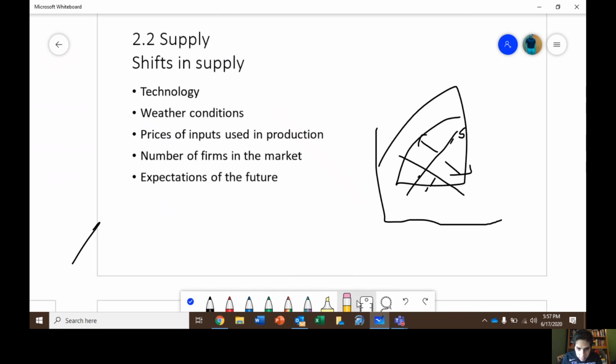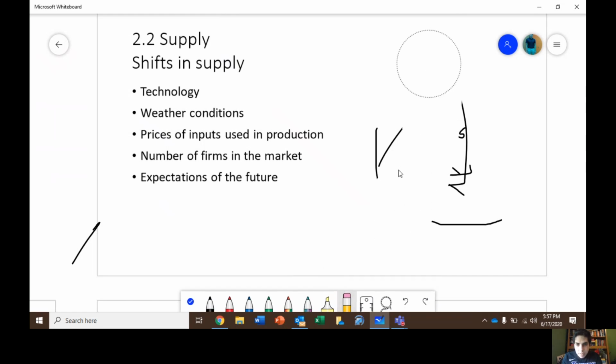So there are several different things about the supply curve that we wanted to discuss.